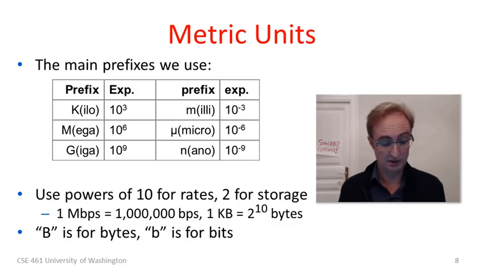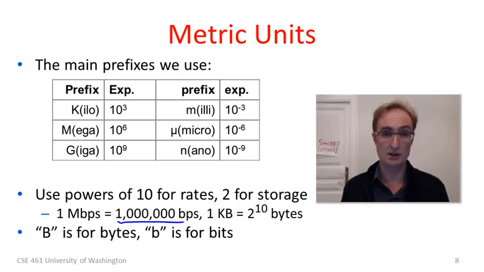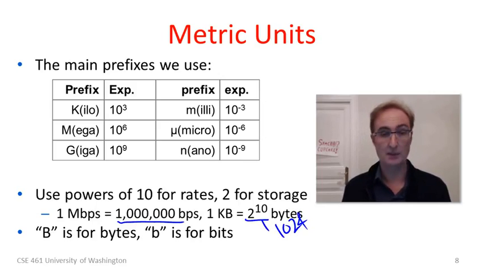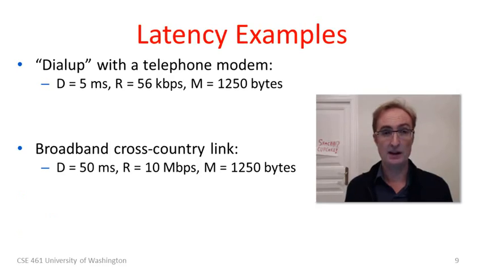So 1 megabit per second is simply 1 million bits per second, whereas 1 kilobyte is 2 to the 10 bytes, or 1024 bytes. And you'll also occasionally see a capital B for bytes and a lowercase b for bits. Okay, now let's go through a couple of latency examples.